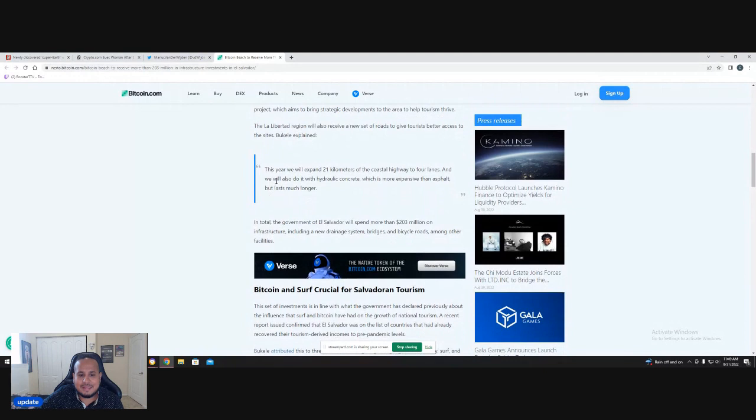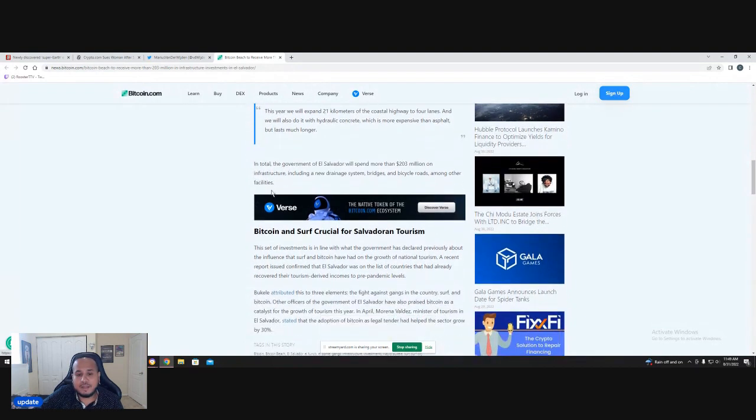Bukele explained, "This year, we will expand 21 kilometers of the coastal highway to 4 lanes. And we will also do it in hydraulic concrete, which is more expensive than asphalt, but lasts much longer." In total, the government of El Salvador will spend more than $203 million in infrastructure, including a new drainage system, bridges, and bicycle roads, among other facilities.